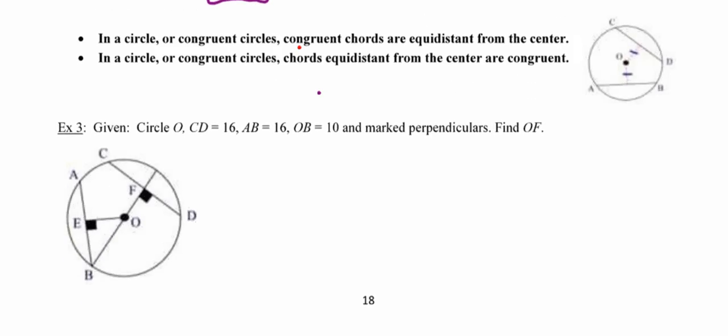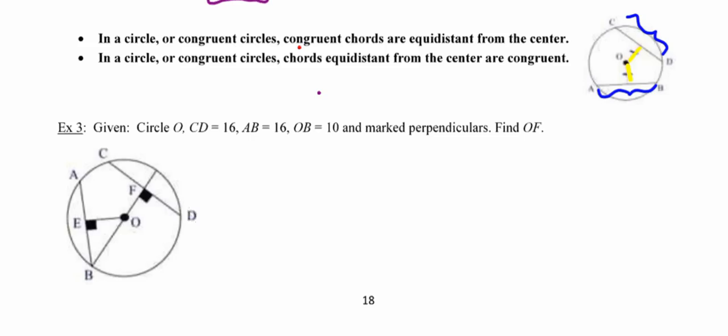In this next one, it talks about, in a circle, congruent chords being equidistant from the center of the circle, and chords that are equidistant from the center of the circle are congruent to one another. So what this is saying is that since the distance from the center to chord CB is equal to the distance from the center to chord AB, these two chords have to be congruent to one another. And likewise, it works backwards too. If these chords are congruent to one another, their distance from the center is going to be exactly the same.